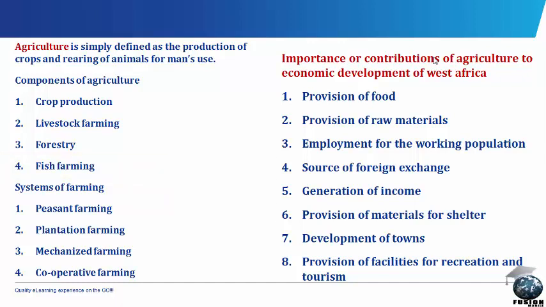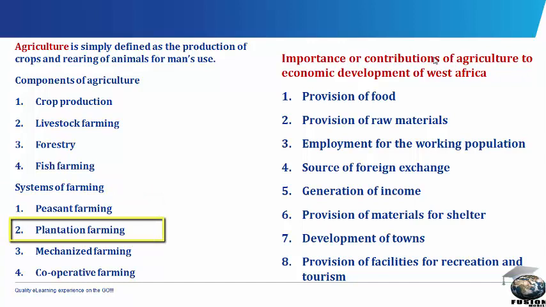Systems of farming. We have peasant farming, plantation farming, mechanized farming, and cooperative farming. Peasant farming. Peasant farming is also referred to as subsistence farming. It is defined as a type of farming or agriculture which is concerned with the production of goods for the farmer and his family.